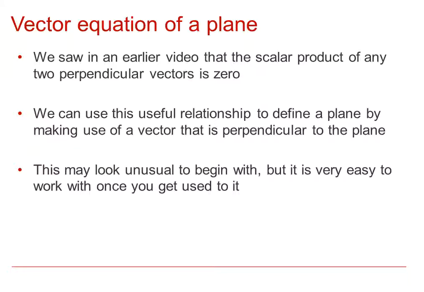We saw in an earlier video that the scalar product of any two perpendicular vectors is 0, and we can use this relationship to define a plane by making use of a vector that is going to be perpendicular to the plane. This may look unusual to begin with, but it is very easy to work with once you get used to the new ideas and notation.